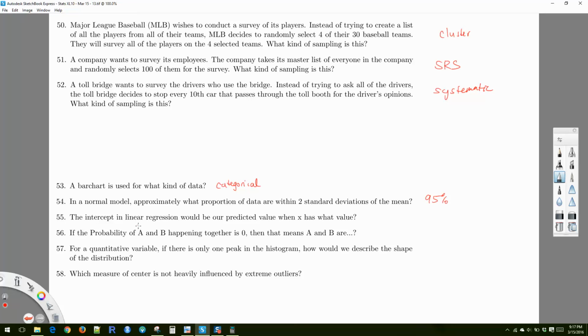Okay, the intercept in linear regression would be our predicted value when x has what value? When x is 0, right?